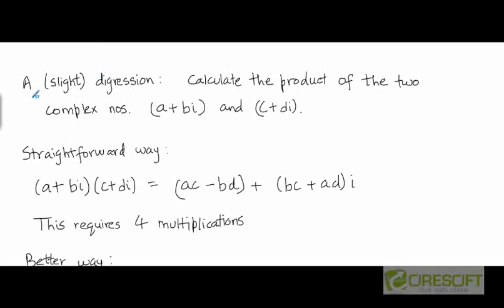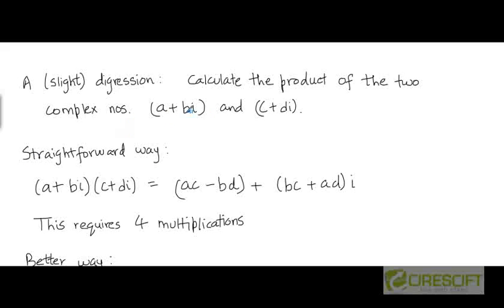Now, as a prelude to the modified and improved divide and conquer algorithm, here's a slight digression. It's not really a digression, but it's a simple problem which will help us come up with an idea that we will be employing in the modified algorithm. So suppose you're given this simple task of calculating the product of two complex numbers, a plus bi and c plus di.